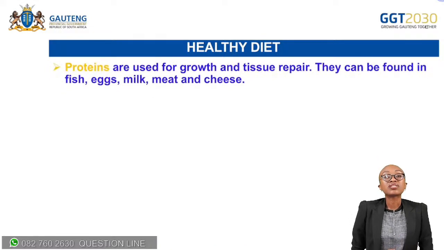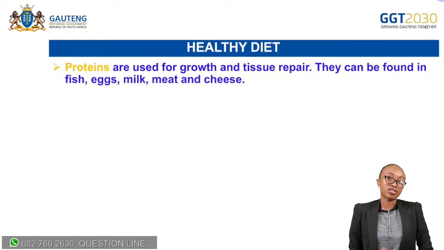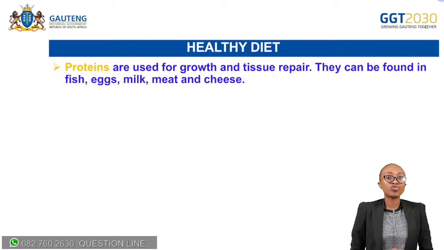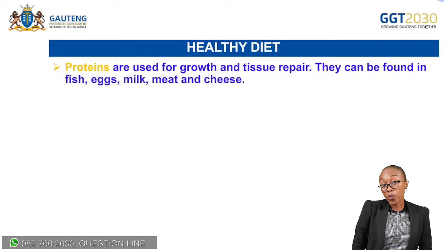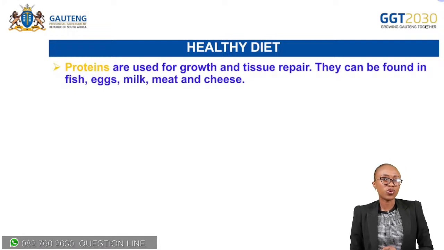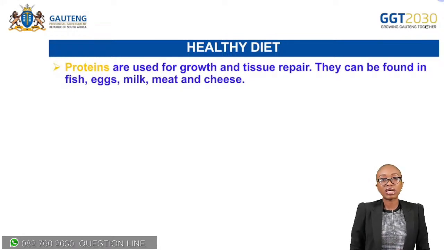So, proteins are one of the nutrients that are required to say a diet is a healthy diet. So what are they for? So proteins are for growth and tissue repair. So you need those proteins for growth and tissue repair. Imagine a situation where you're playing on the soccer field and you bruise your knee. Remember, that bruise has to be repaired. So we need some proteins for that.